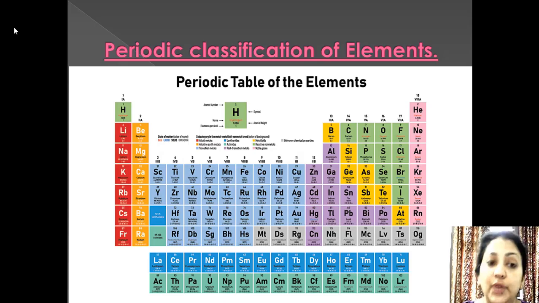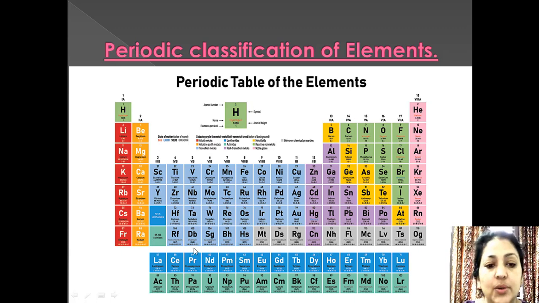So today we are going to start the new lesson, periodic classification of elements, which is the fifth chapter from our textbook. Okay. So in the picture you can see the periodic table of elements that we use presently. This is the modern periodic table.